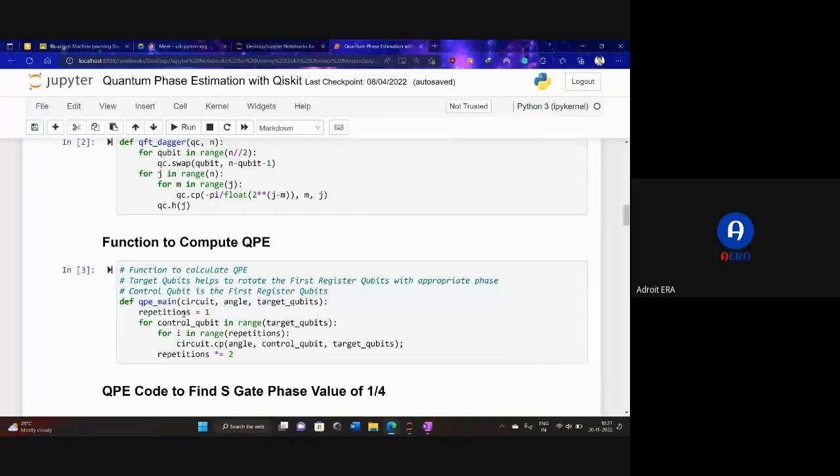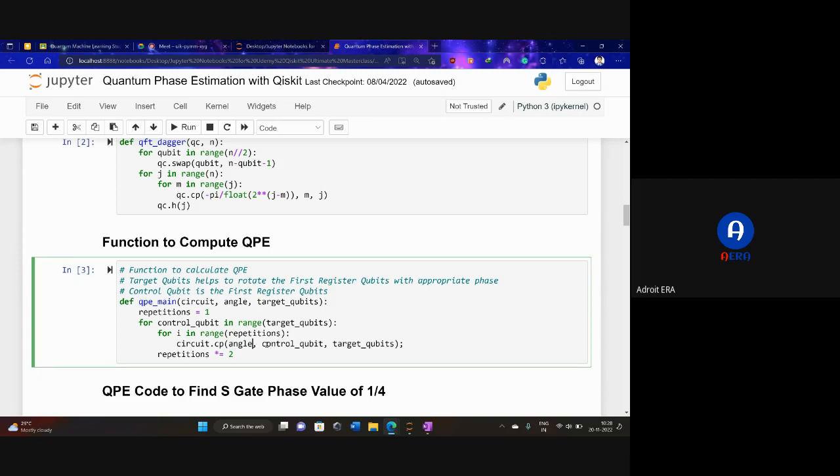Therefore, now we will start with the repetitions, because remember we have to repeatedly apply controlled unitary, and controlled unitary means nothing but control phasing gate. We have to apply control phasing gate according to the angle. So control phasing gate will take the angle, because according to this angle the first register is going to store the value, right? We have learned this in theory yesterday.